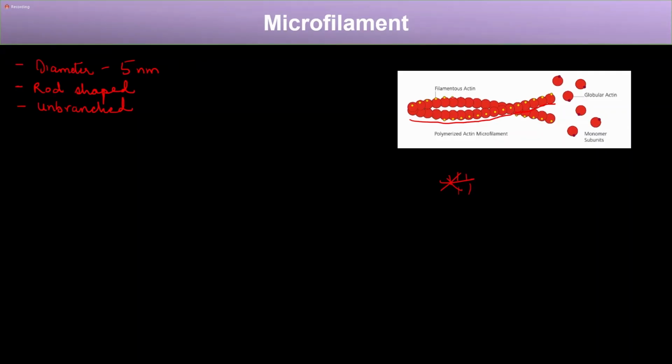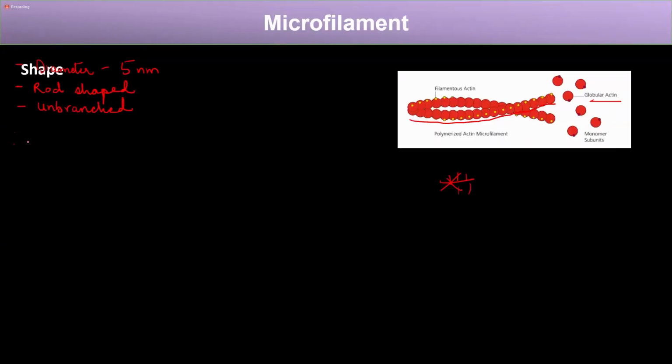Next, what are they made up of? In the diagram, we can see that it has two components. The first one is filamentous actin. The second is globular actin. So it is made up of a special protein, and the name of this protein is actin. This protein is called actin protein.